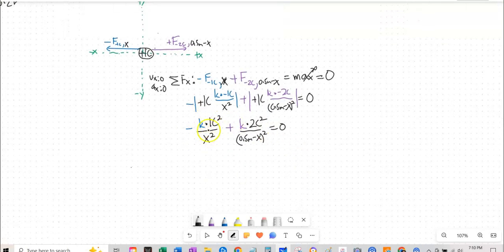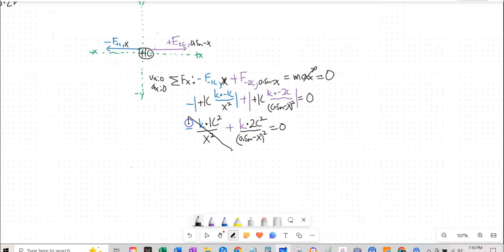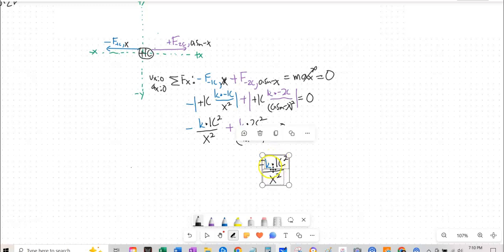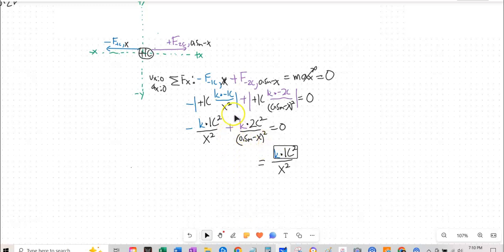Now what we're going to do is add this to both sides. Add the K times 1 Coulomb squared over x squared to both sides. So I'm going to do this. Just going to grab this, duplicate it, have an equal sign, drop it right there. Duplicate that, and that's what we get.